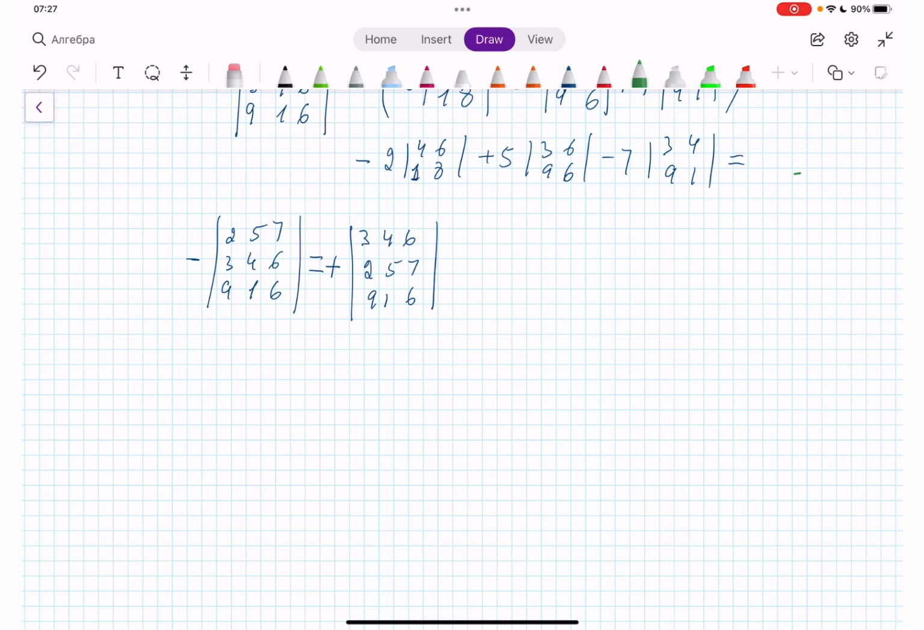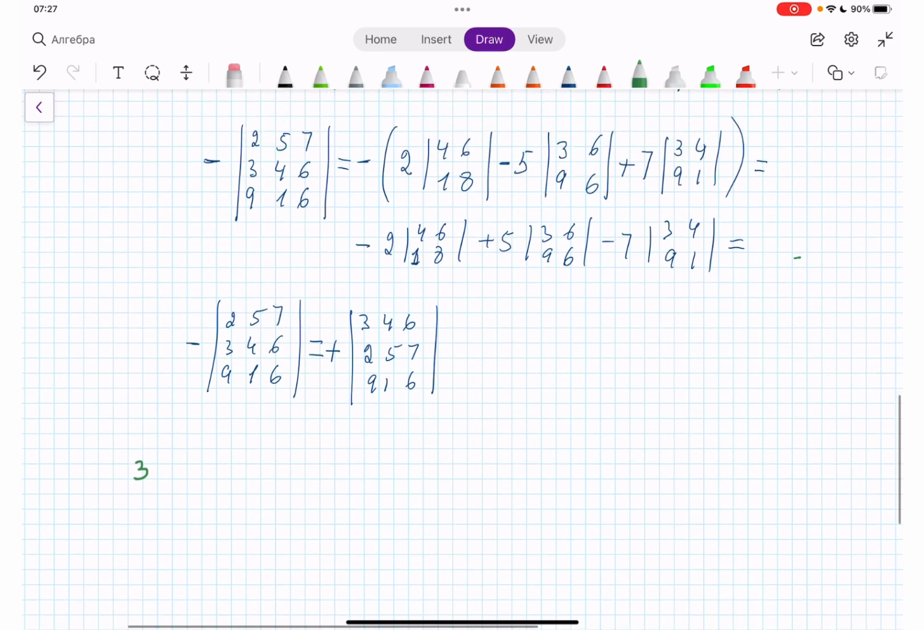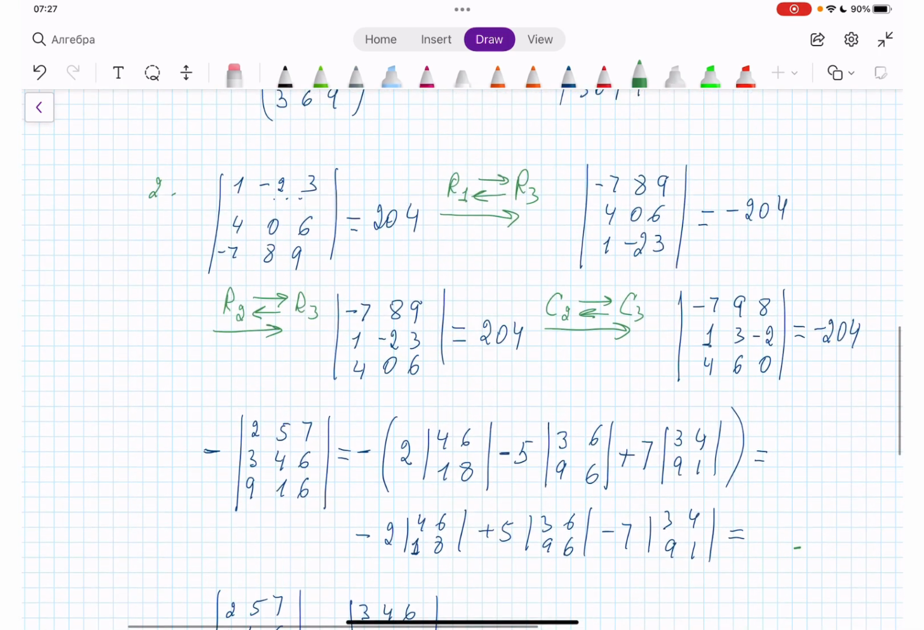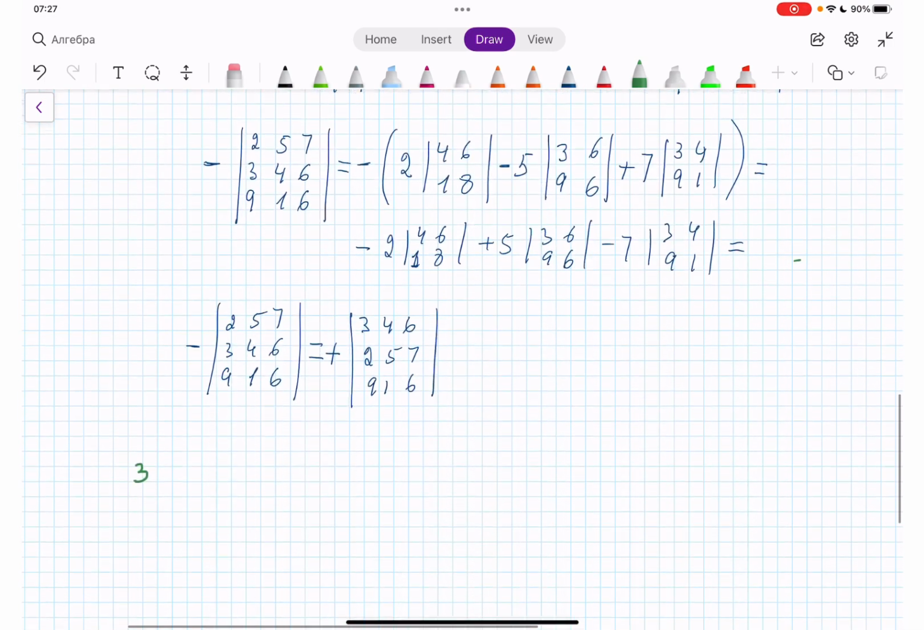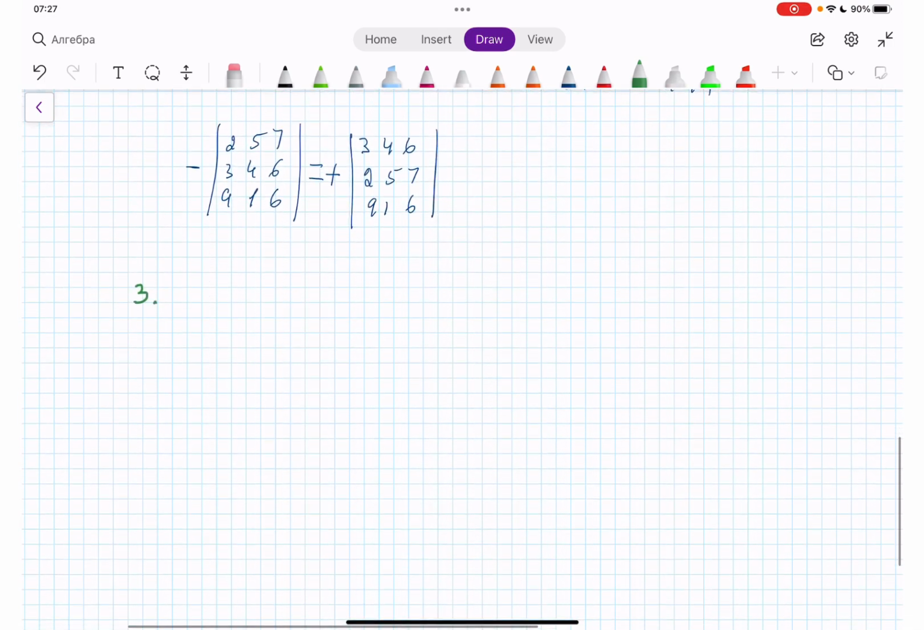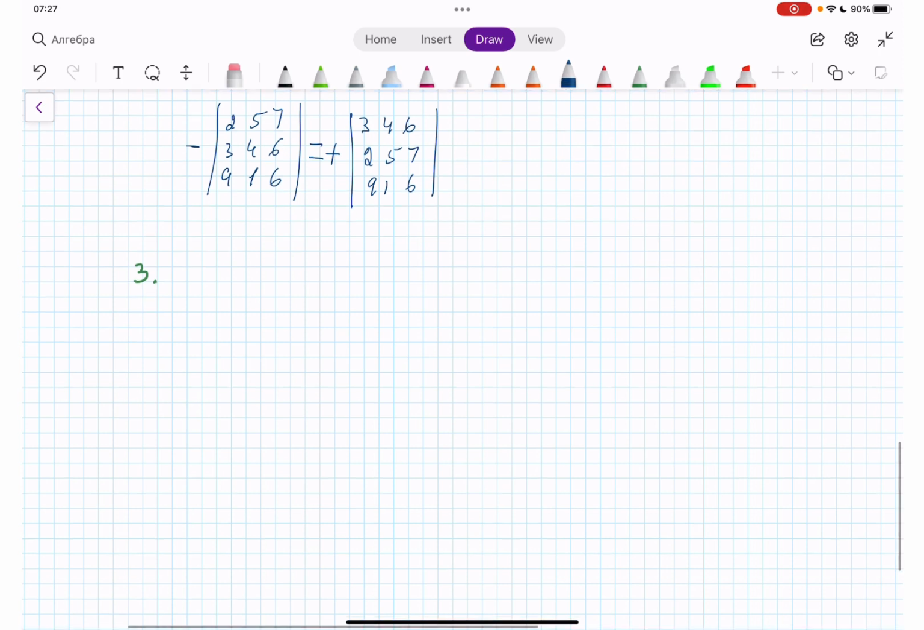Property number 3. Let me make thicker the previous properties also, so it will be more expressive. And this one also. Okay. Property number 3. From the row or column of the determinant, you can take out common factor. One more time. From the row or column of the determinant, you can take out common factor.